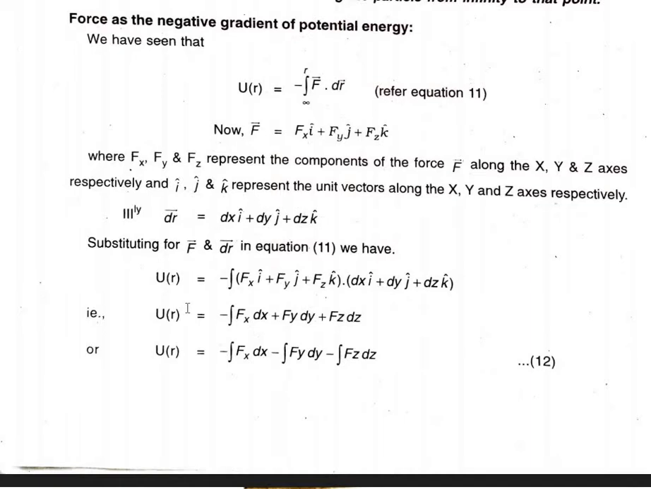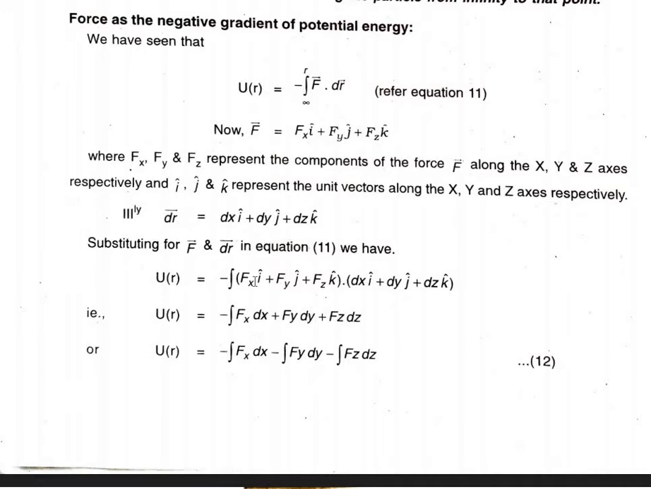So when we substitute the equations for force and displacement in U equals minus the integral of F dot dr, we will get U(r) equals minus the integral of (Fx i plus Fy j plus Fz k) dot (dx i plus dy j plus dz k). There is a negative sign here. This is a dot product. Work or energy is a scalar quantity and it is the dot product of force and displacement.